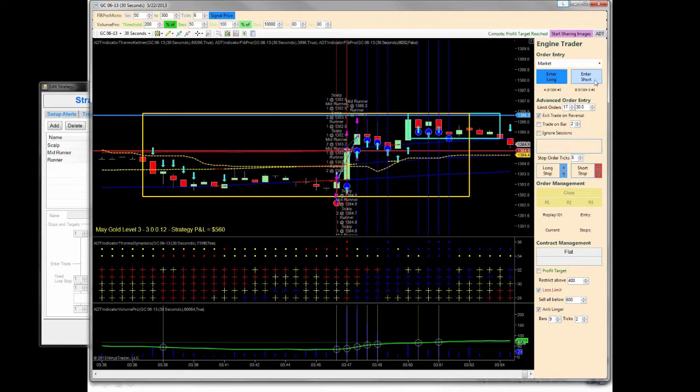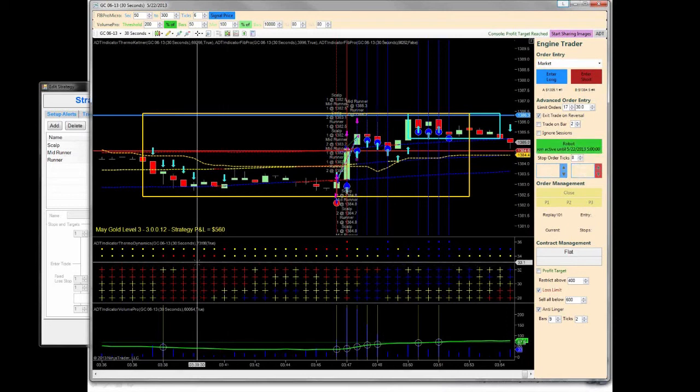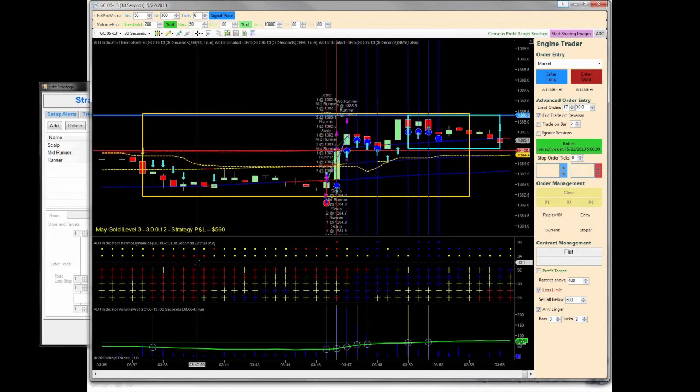I could even come up here and just say, boom, go short, or go long at market. But I'd like to see what happens with what I've got going on here. So I'm going to turn off the robot and basically sit here on a straddle. This is the kind of thing you do at a news event.